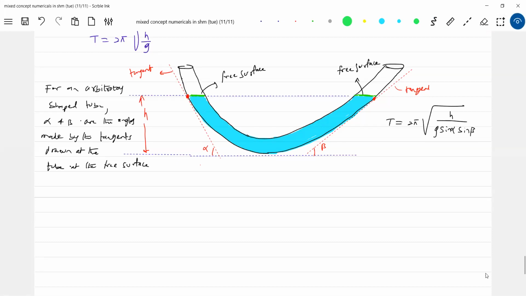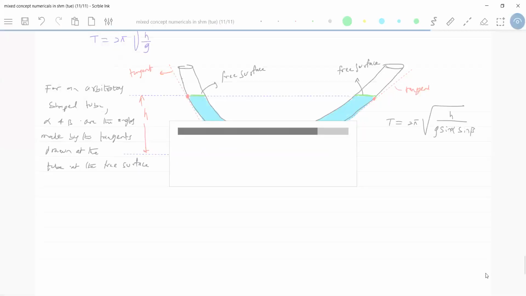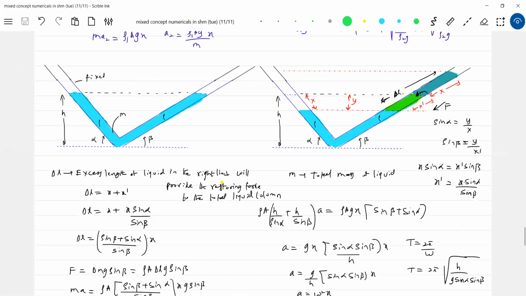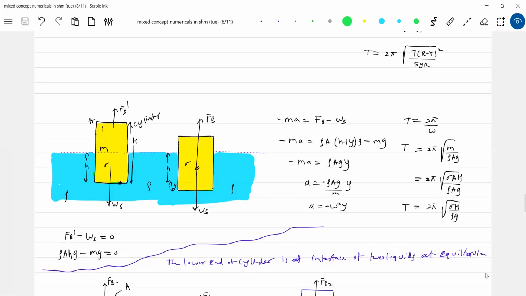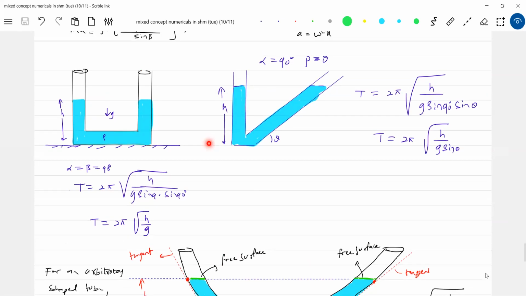Now, if you know this formula, you can solve many fluid mechanics SHM problems. But you should know its limitation. Can you solve this by that formula? No, that is something totally different. This formula is applicable only when the liquid is filled up in the limbs. Don't think it applies to all SHM in fluids.